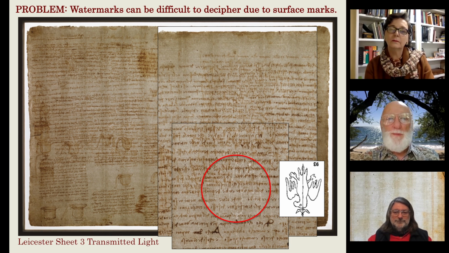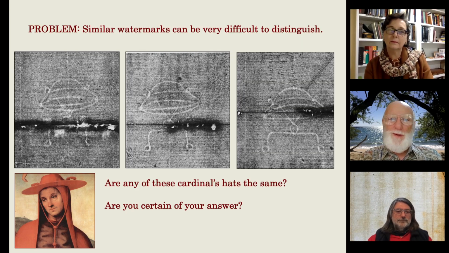Next slide. There's another problem. Remember the twins? Well, also when paper was made at this time, if there was a watermark that became fashionable to be used in paper, it was duplicated, not exactly copied, but the same type of watermark would be used by lots of other manufacturers.